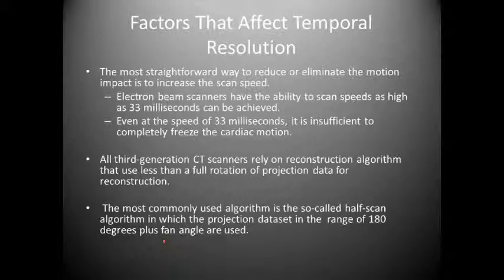Factors that affect temporal resolution: increasing the scan speed is one way that you can decrease the amount of time that it takes to acquire an image and instantly bolster your temporal resolution. Electron beam scanners have scan speeds as high as 33 milliseconds, but even at 33 milliseconds, it's insufficient to completely freeze cardiac motion. You still have to go faster than that. All third-generation CT scanners rely on reconstruction algorithms that use less than a full rotation of projection data, with the most commonly used being the so-called half-scan algorithm, in which the projection dataset is used in the range of 180 degrees plus fan angle.